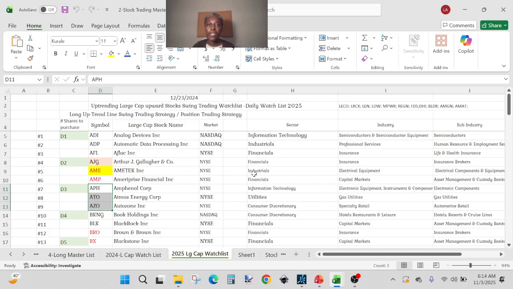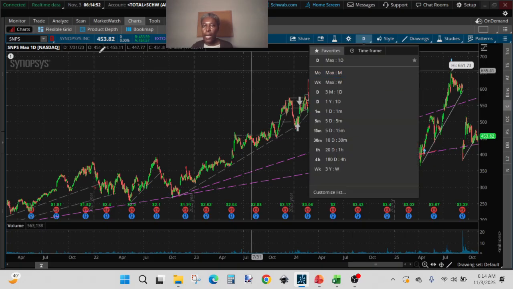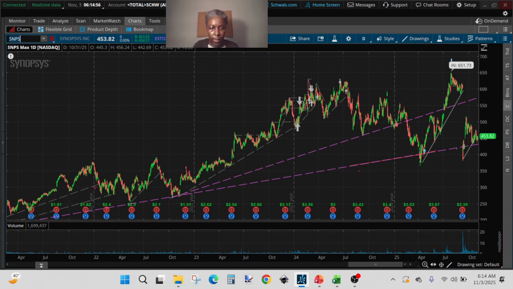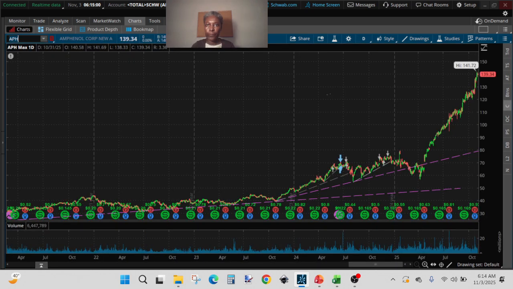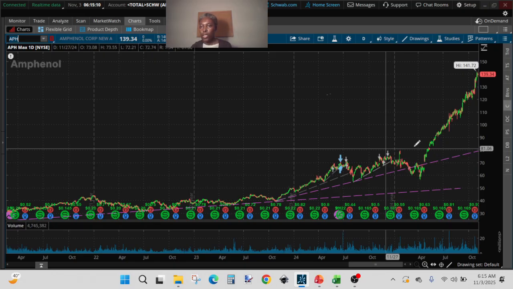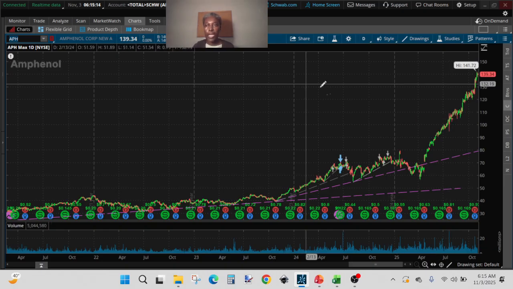The first one is APH, and we are going to use a maximum daily chart. Beside the chart, I do not use any technical indicator. So we are just going to use the chart.